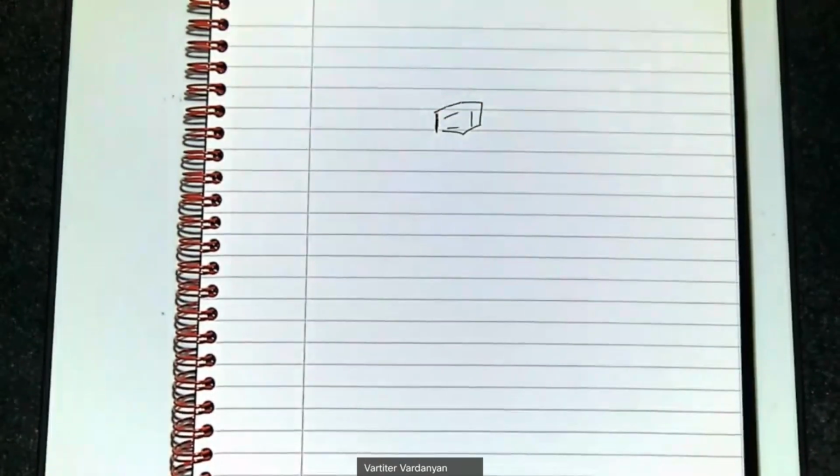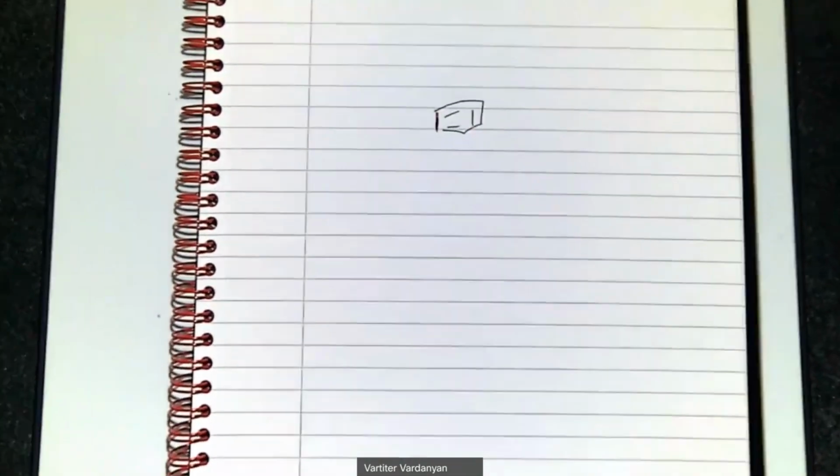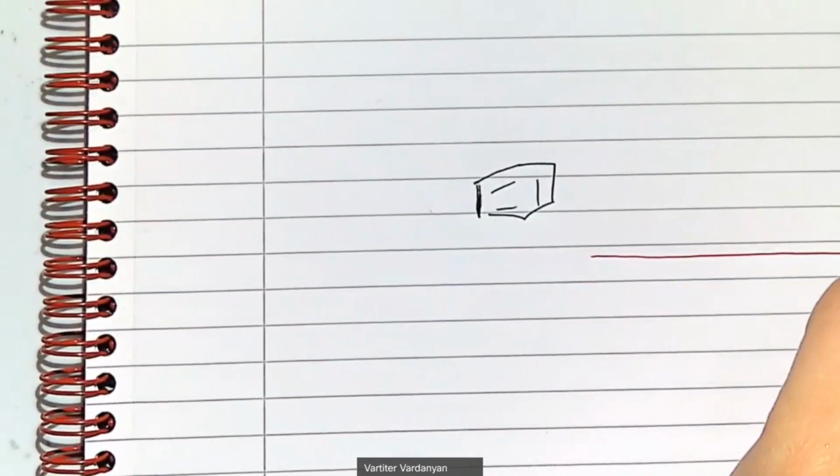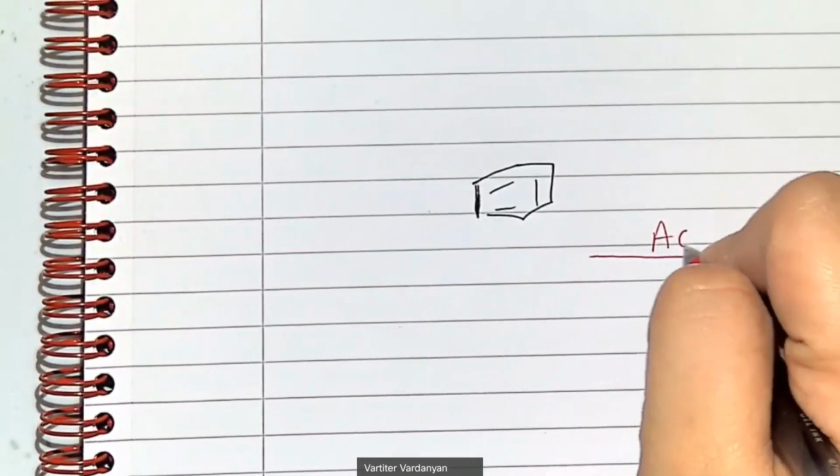I have no concept of how big I should be writing, so if you can't see at some point, let me know. All right, benzene, cool. We have the activators, which we just talked about. I'm not going to rewrite the whole thing that I did.